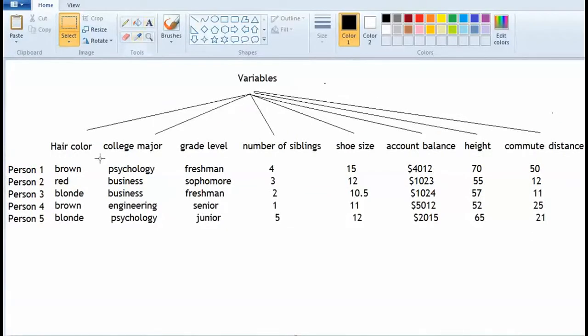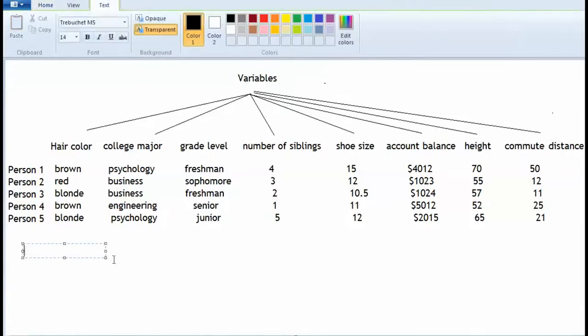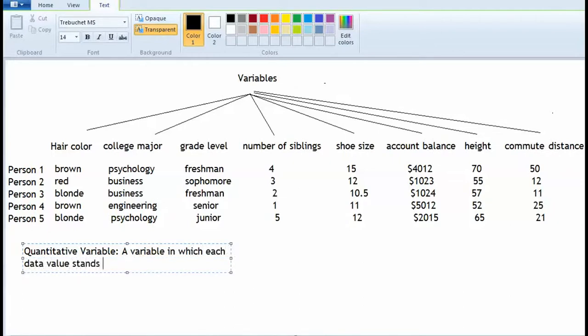Let's talk about 2 different types of variables. A quantitative variable is a variable in which each data value stands for the number of something or the amount of something.